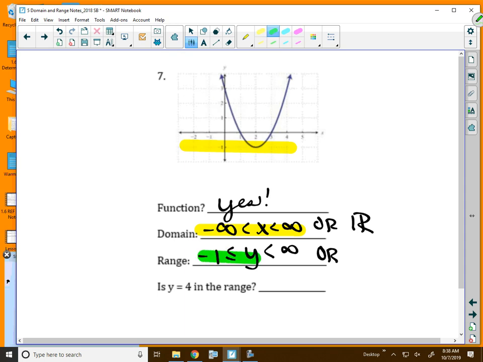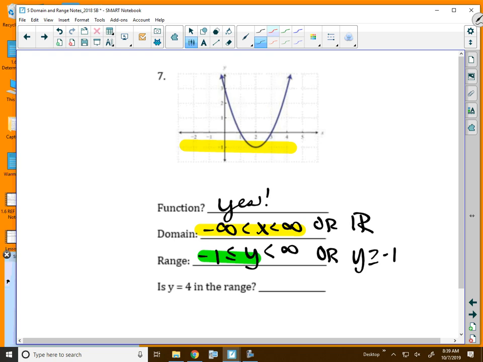Focus just on this highlighted part. Could I write that as y is greater than or equal to -1? It's the same exact thing. If you're thinking you want to write these things a different way, you could just say y is greater than or equal to -1. That means you're dealing with all y values, -1 and greater. I'm just giving you other ways of writing these so that you're aware of them.